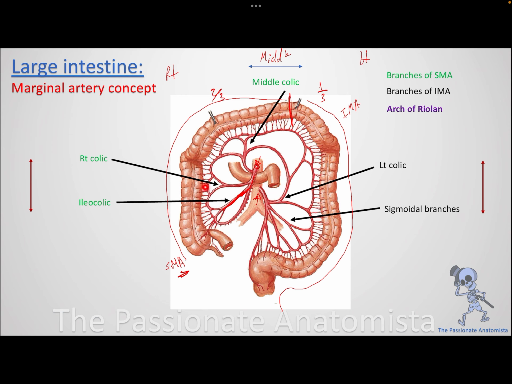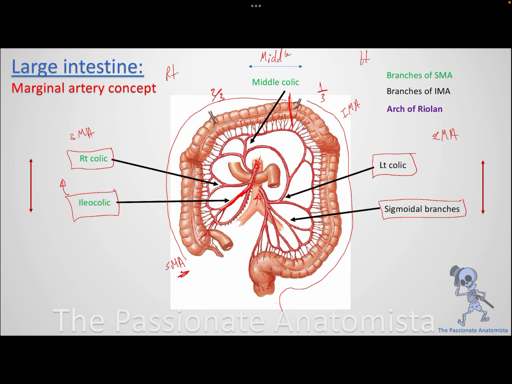Moving on from the SMA, I have the right colic, because this is for the right side, and also the middle colic. They are all coming from the superior mesenteric. From the inferior mesenteric, I have the left colic and the sigmoidal branches. All these branches together form an important artery called the marginal artery. How will you remember that? On the right side, you have two branches coming from the SMA, and on the left side, two branches coming from the IMA.